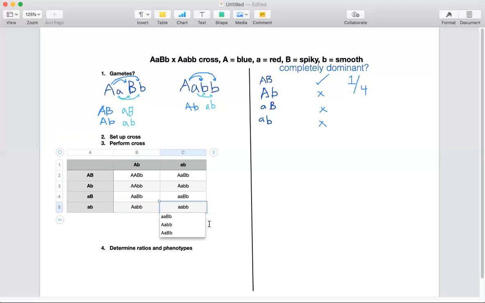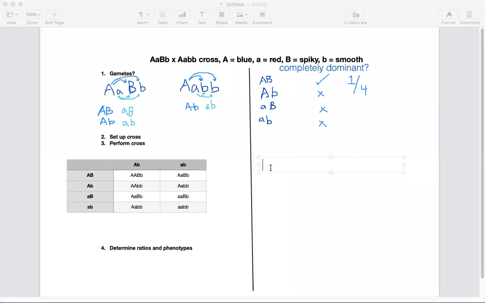Okay, and so at the end of this, we have our, I guess this was the setup, and we performed the cross, right? And so we know that these are our different genotypes. And so if I told you, given these phenotypes, what's the proportion of the phenotypes that, I'm just going to randomly pick one. Hang on, let's type it over here. Proportion of phenotypes that are, let's say, blue and smooth.